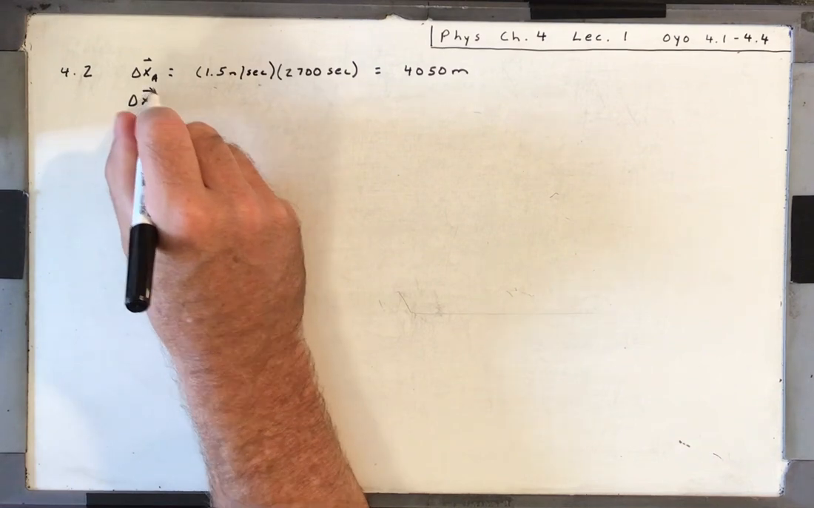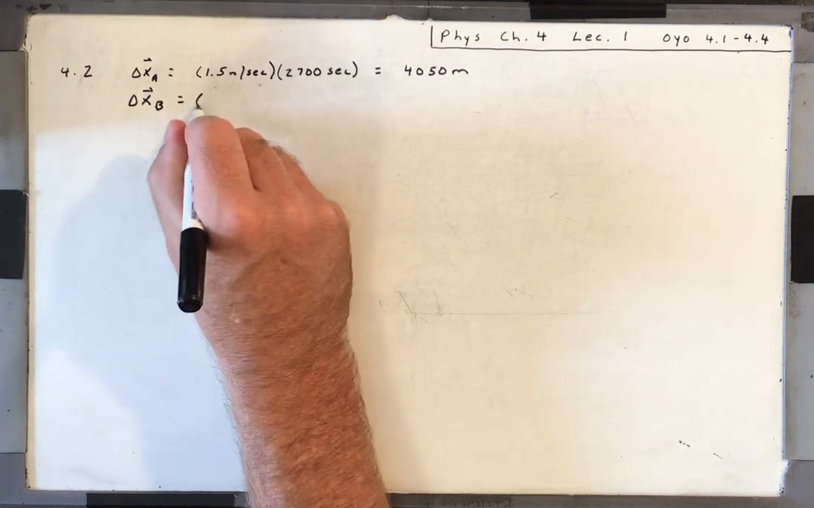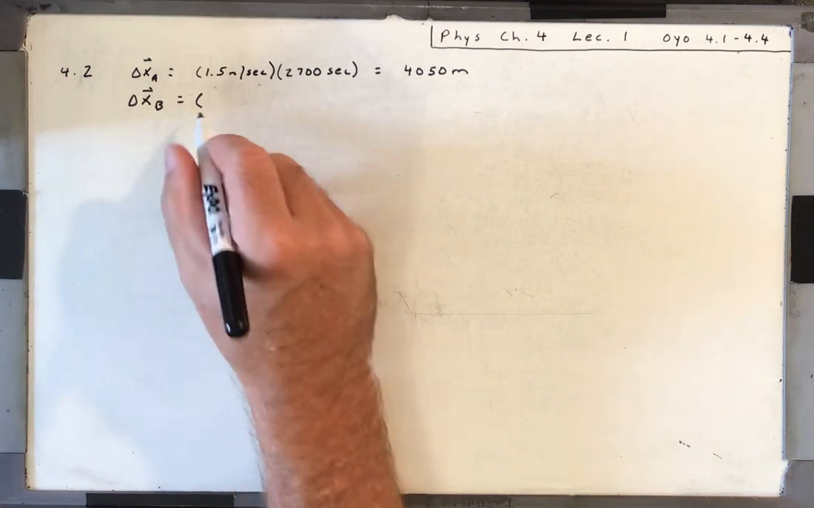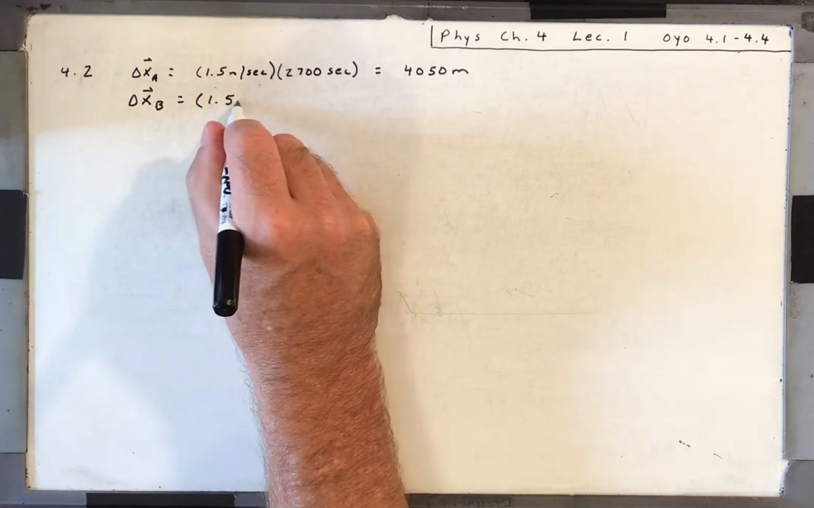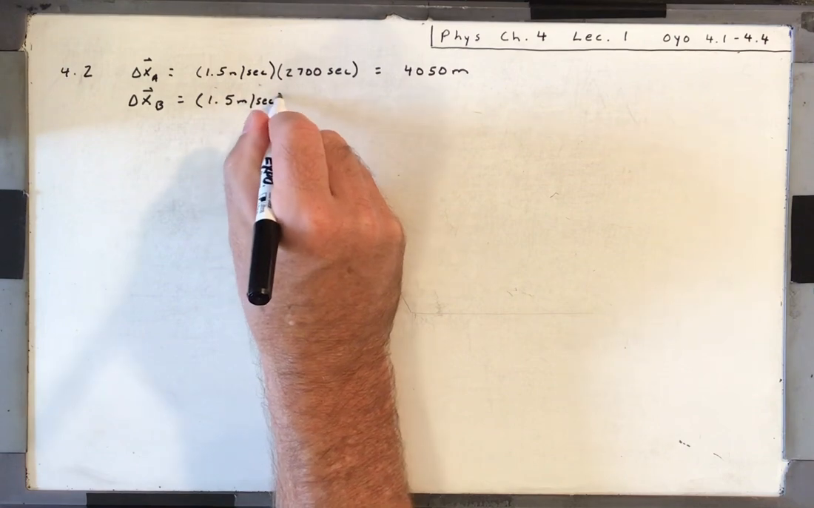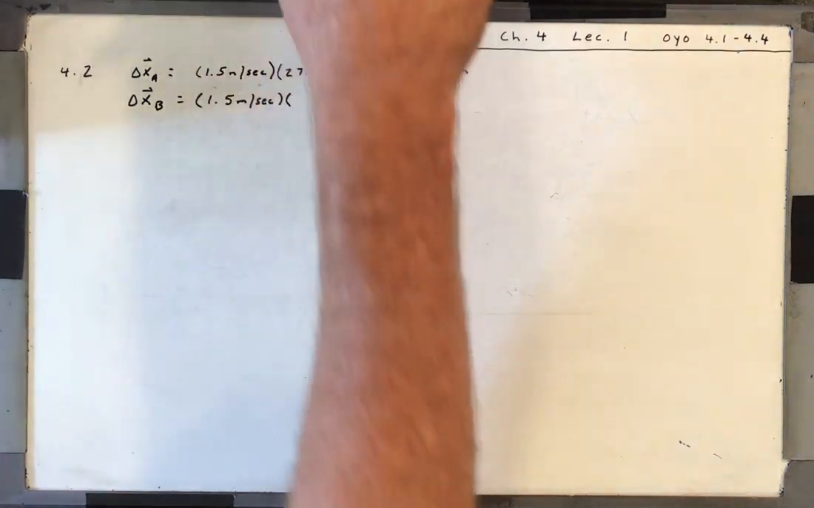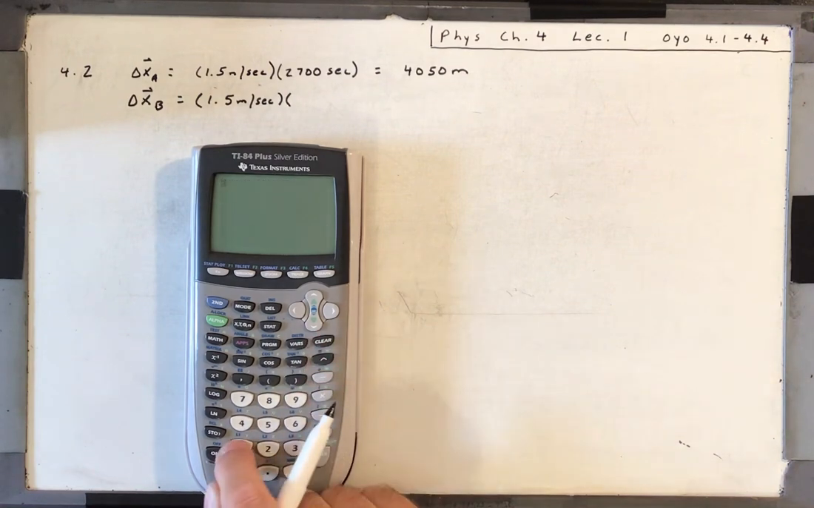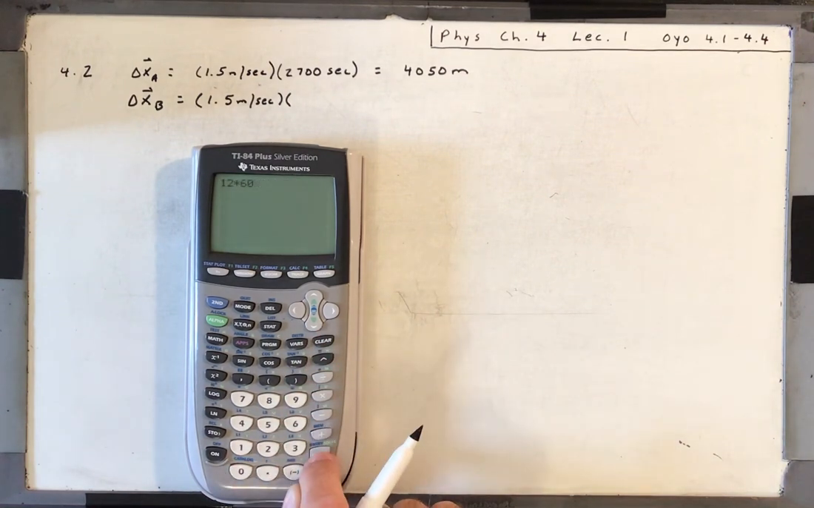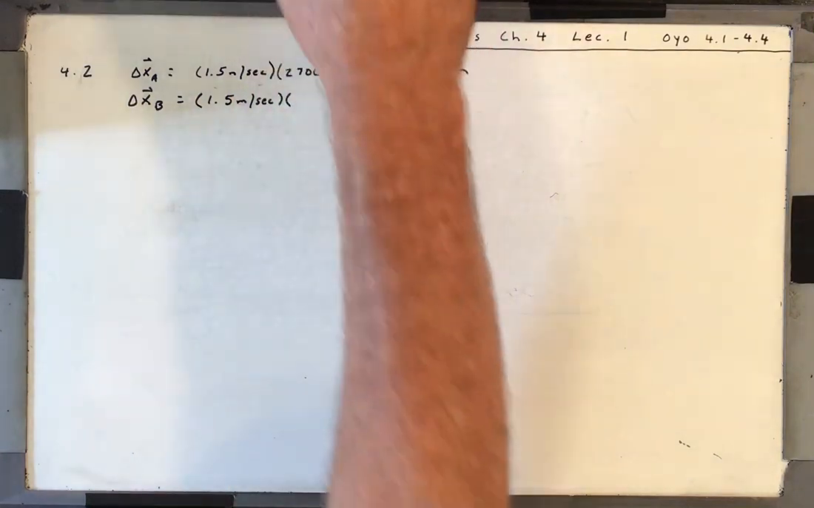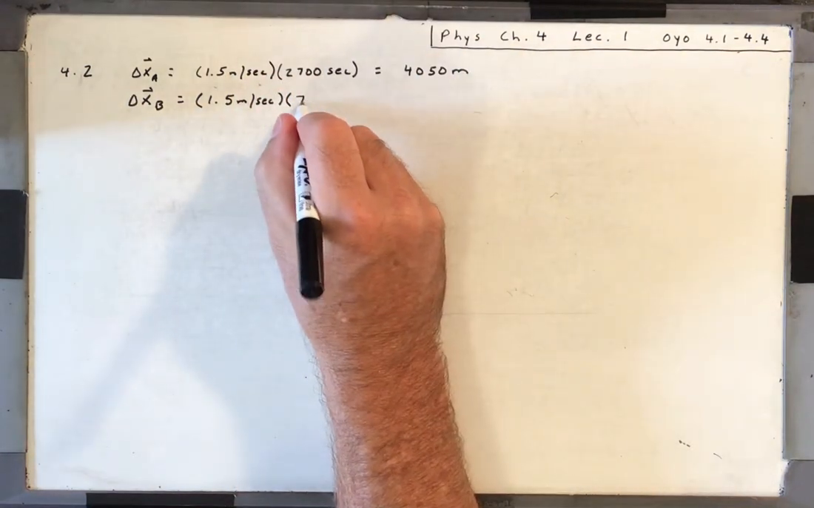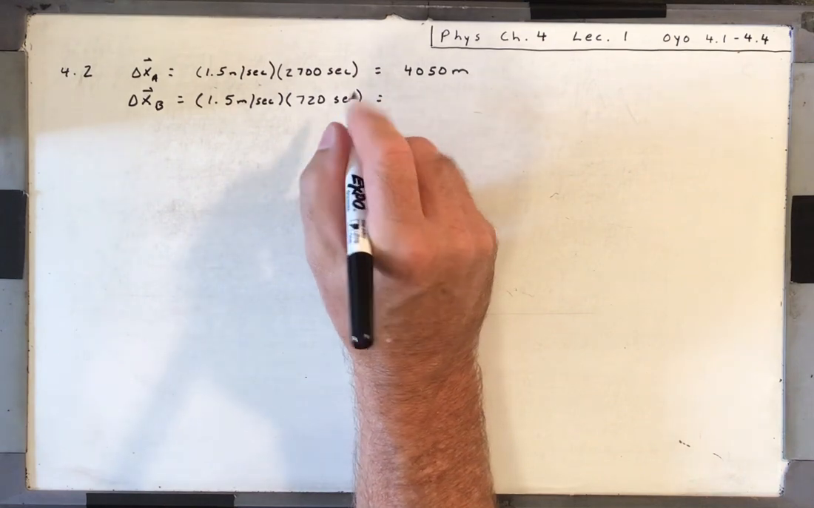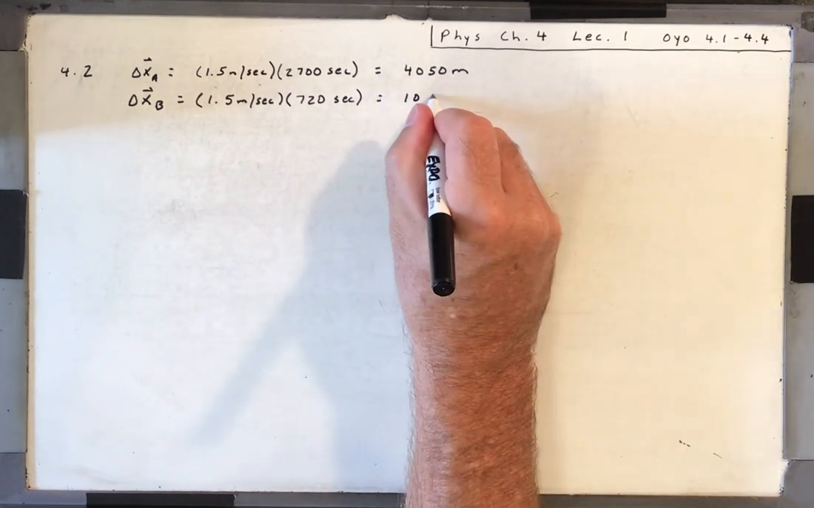And for leg B of the trip, that's going to be 1.5 meters a second, so same speed, for 12 minutes. So 12 times 60 seconds per minute would be 720 seconds. So that's 1,080 meters.